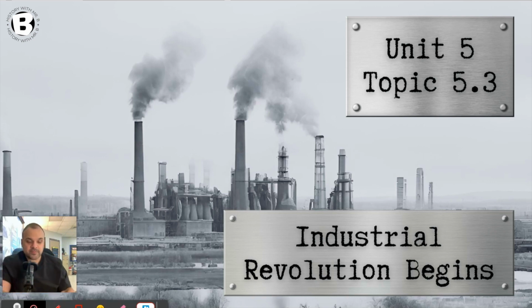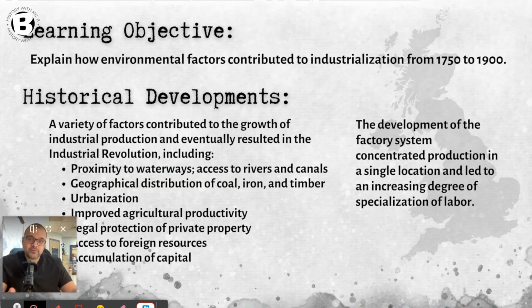So we're going to change from this agricultural economy to this industrial, machine-operated economy. So we're going to see lots of changes in those aspects. Okay, so let's get started with that. Our learning objective for this section: we're going to talk about how environmental factors contribute to industrialization from 1750 to 1900. So again, we're getting into much more modern history.